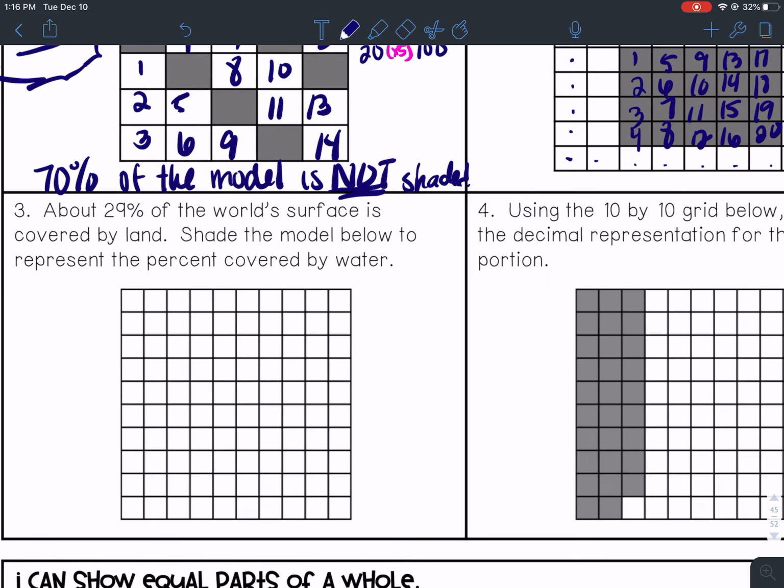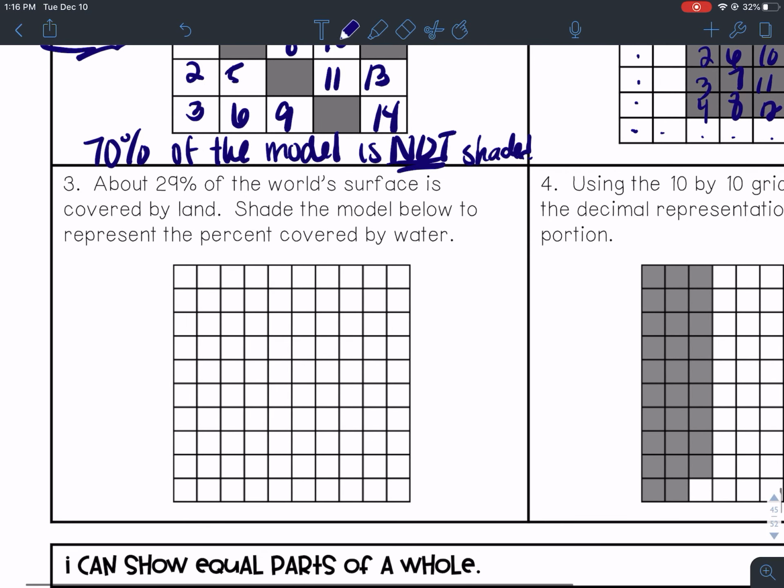Okay, number 3 really got me when I did it, and then I had to redo it because somebody in my first period was the one that pointed out that I had done it wrong. So shout out to Ravenclaw, of course, because they caught it.